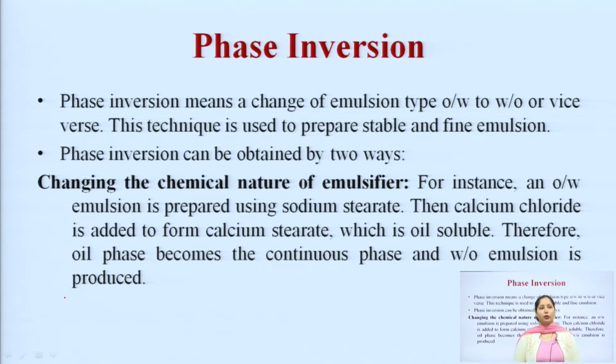Okay. So, we prepare the emulsion by changing the chemical nature of the emulsifier. For example, if we prepare an oil in water emulsion with sodium stearate, and then we add calcium stearate, which is more oil soluble, there is a phase change, and instead of oil in water, a water in oil emulsion is produced.